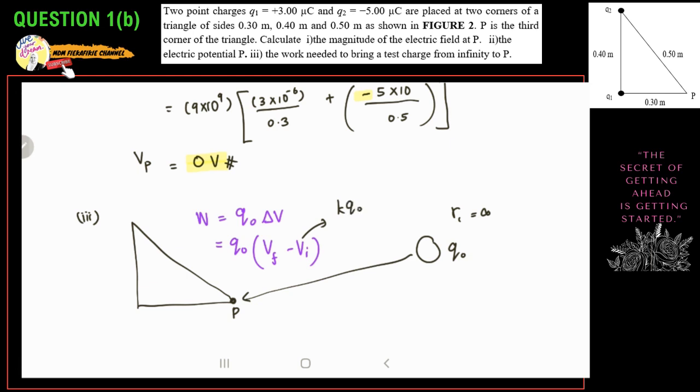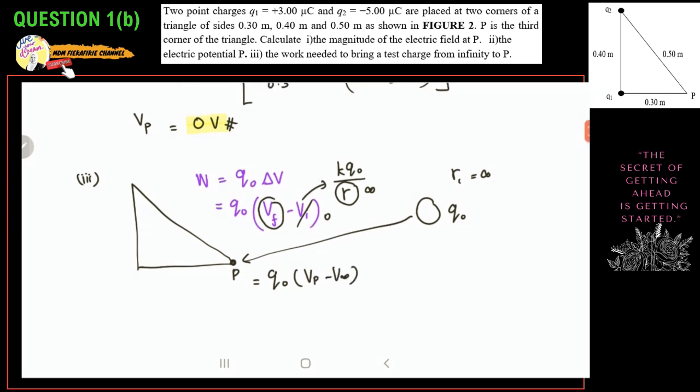Sebab, tengok ya, KQ over R. Kan? So, R is infinity. So, ini akan jadi 0 lah. And ini final position kita adalah VP. So, kalau kita tulis Q0, VP minus V at infinity.